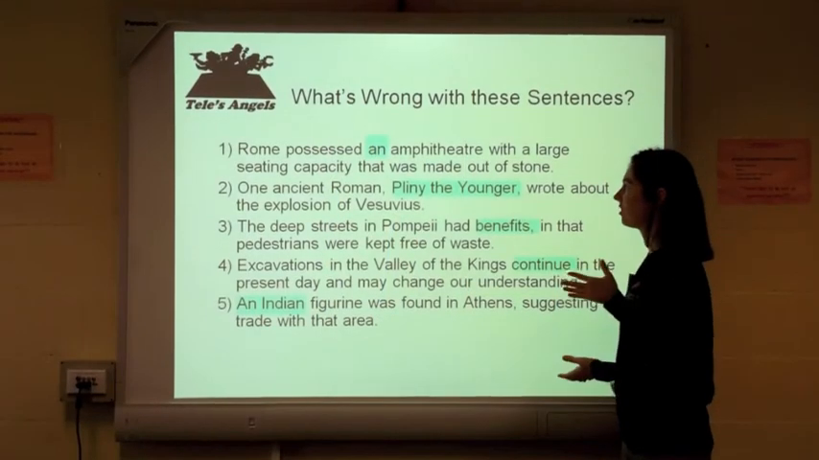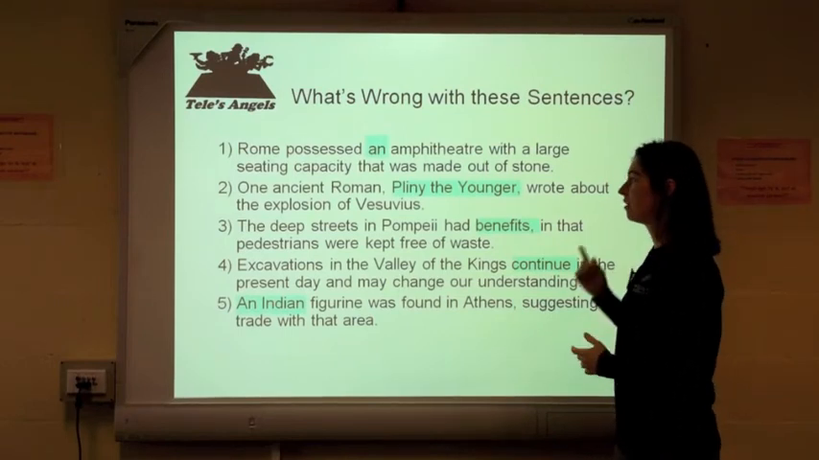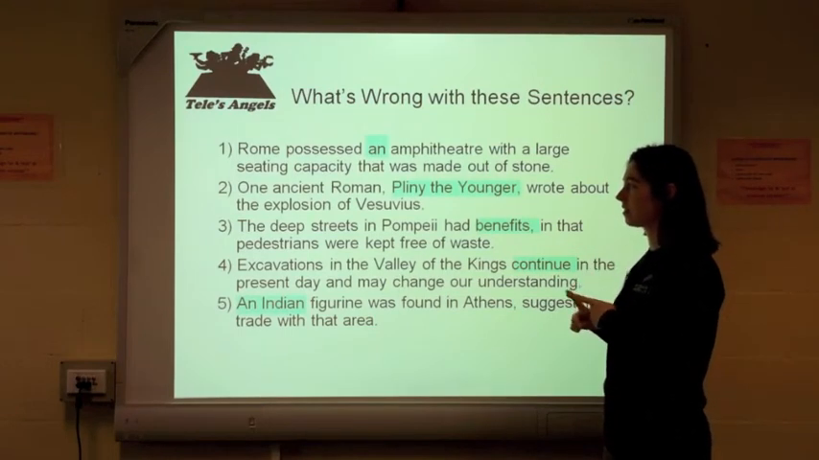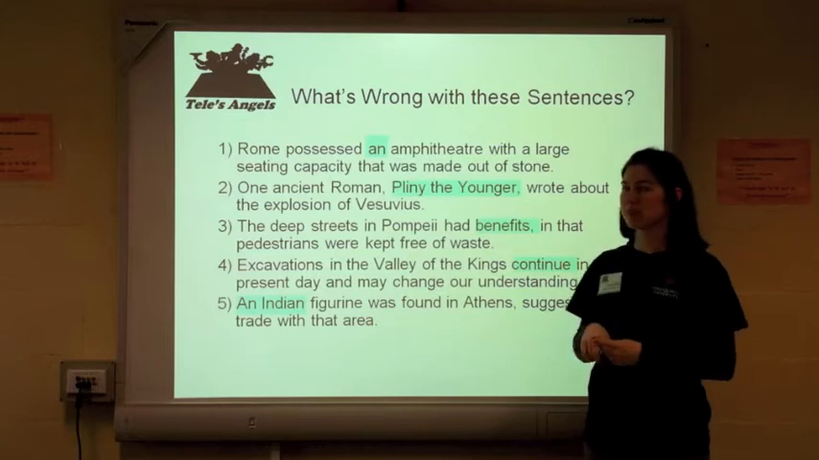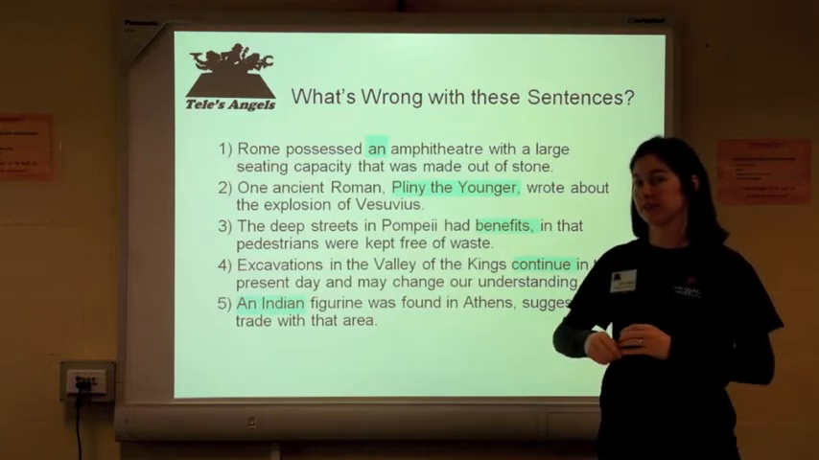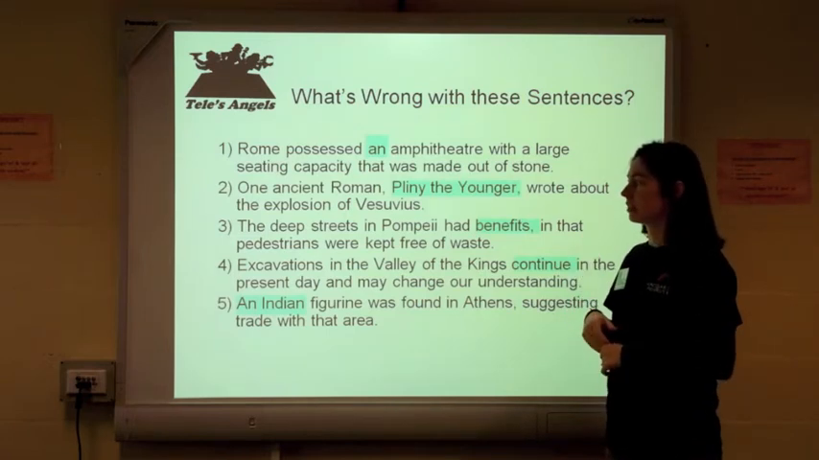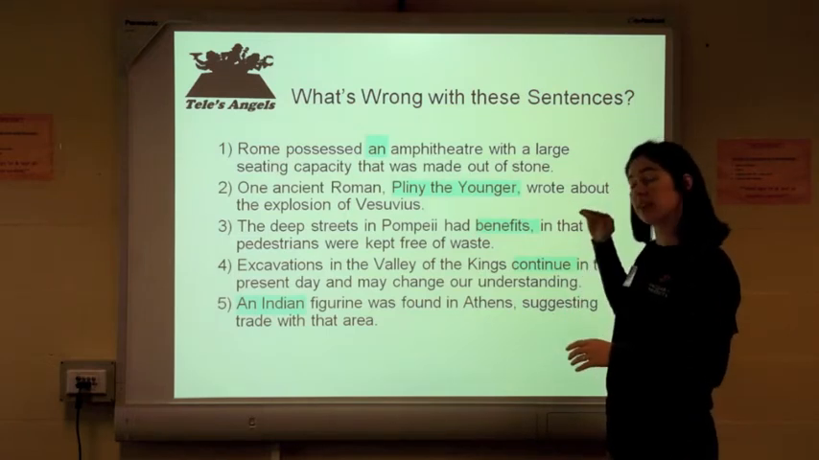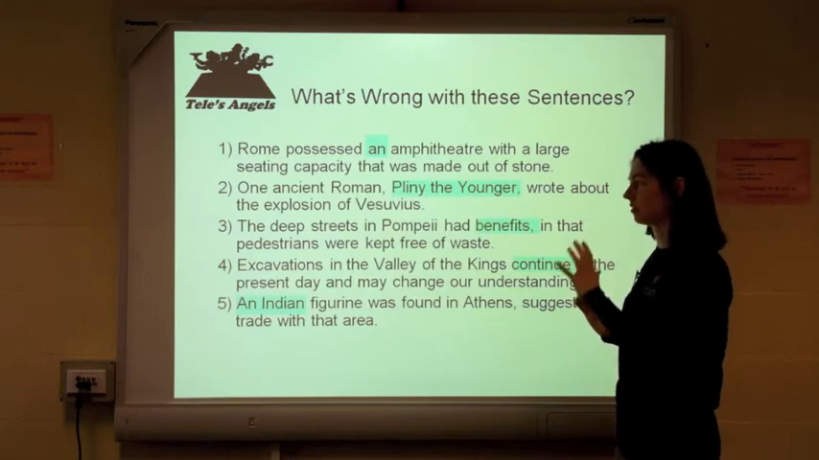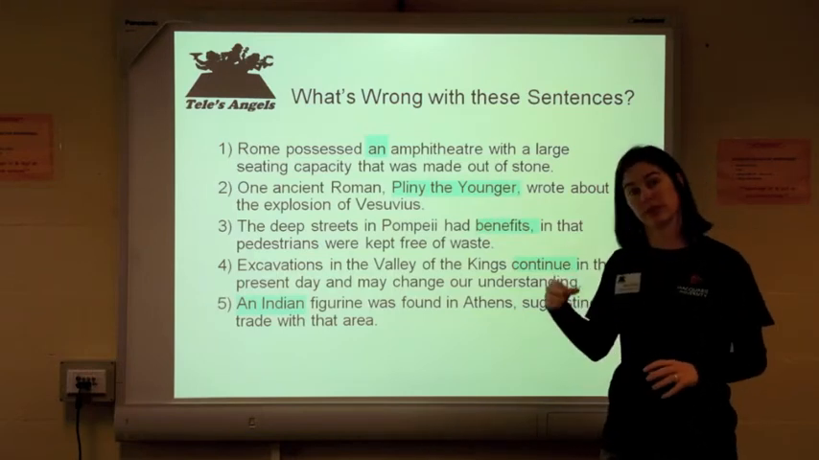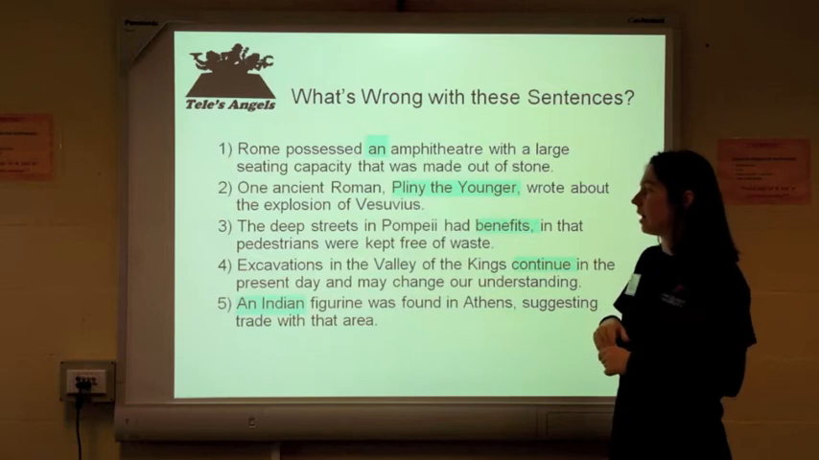Okay, now that you've had a chance to have a look at this, we'll just go through them together. So, first sentence, Rome possessed an amphitheatre, because writing a amphitheatre doesn't make grammatical sense in English. Number two, Pliny the Younger is the subject of the sentence, so he's not going to sit at the end of the sentence like he was on the slide before. It's going to say one ancient Roman, being Pliny the Younger, blah, blah, blah.